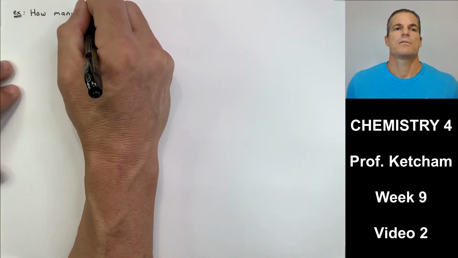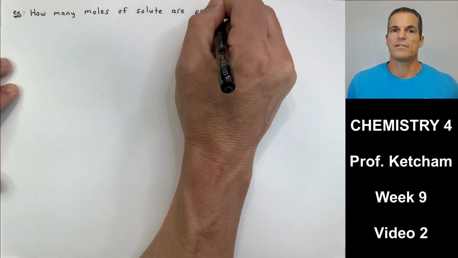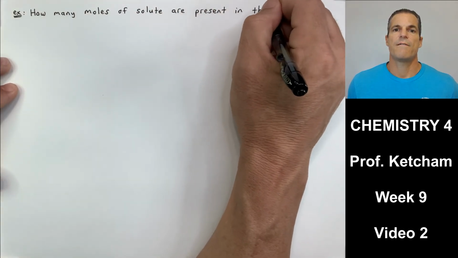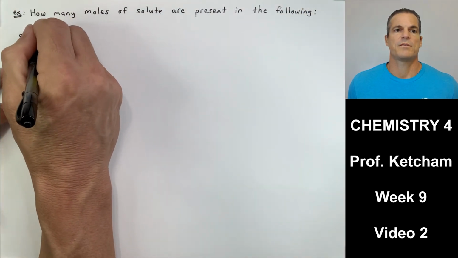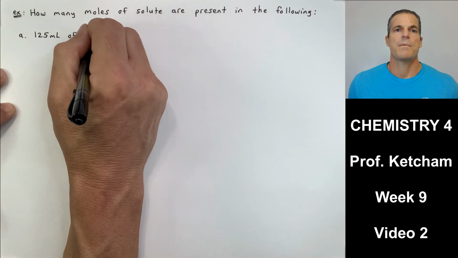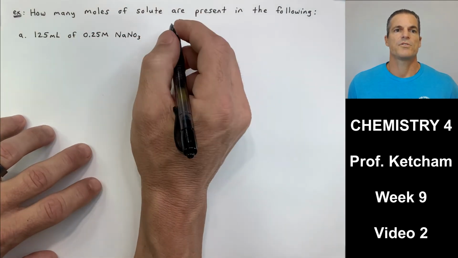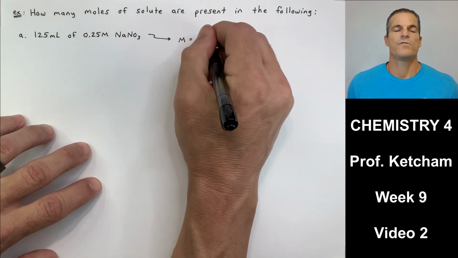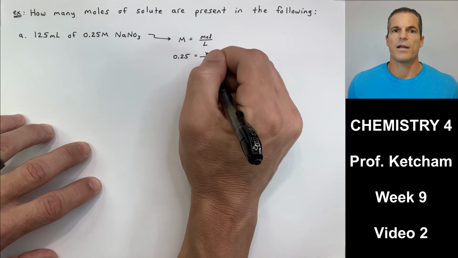Next question. Top of the page says, how many moles of solute are present in the following 2 equations? So not 2 equations, but the 2, I have an A and a B here. How many moles of solute are present in the following? A, 125 milliliters of 0.25 molar NaNO3. So I want moles, right? How am I going to get moles?